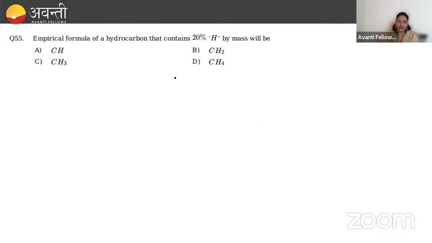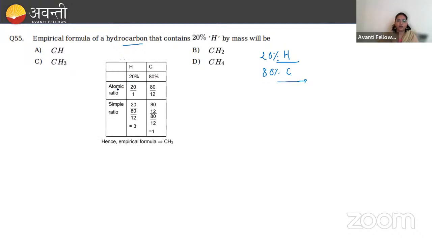Empirical formula of a hydrocarbon that contains 20% hydrogen by mass will be. So what is given here? If 20% hydrogen is there and if 100% of the molecule is present, then out of 100%, 20% is hydrogen. Then 80% will be carbon, because the compound is a hydrocarbon. Okay. So by doing the simple ratio, you can find out here that hydrogen is 20 and carbon is 80. So simple calculations we can do here.